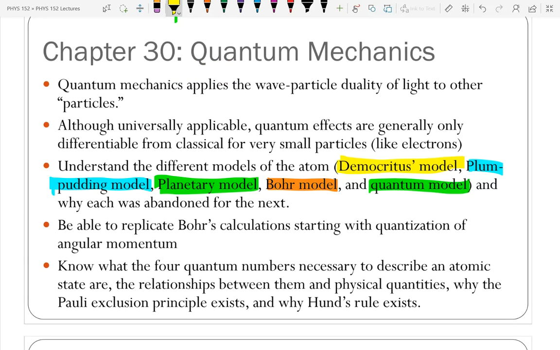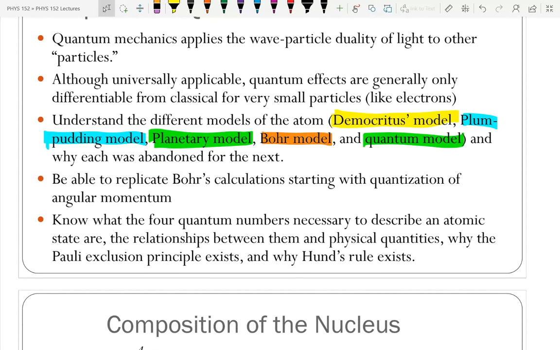That's yellow. The quantum model is the final model that explains everything as well as we understand it. So make sure, now the Bohr's calculations, you have a particle going in a circle with angular momentum of L equals mvr equals n h bar, where h bar is h over 2 pi.